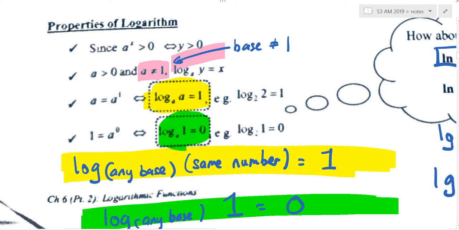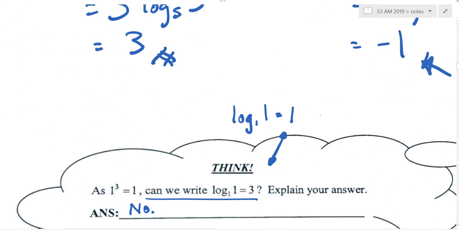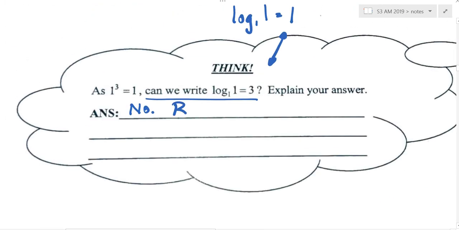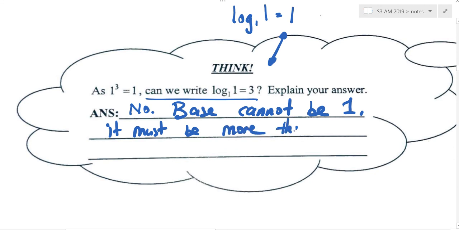Can follow? So how do you write here? No, because the base cannot be 1. It must be more than 0. Alright, the base must be more than 0 and cannot be equal to 1. Right, very good. Can I introduce you the next law?